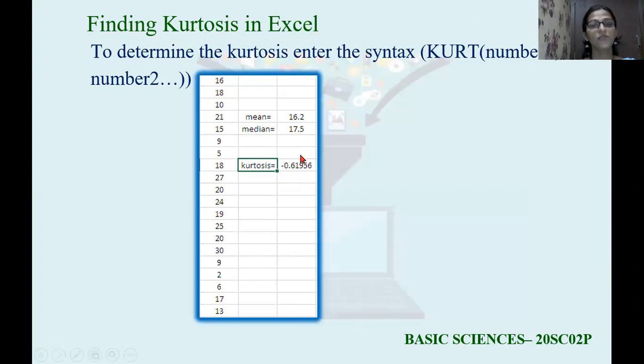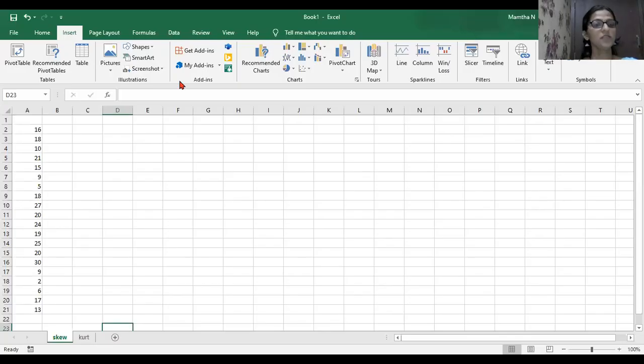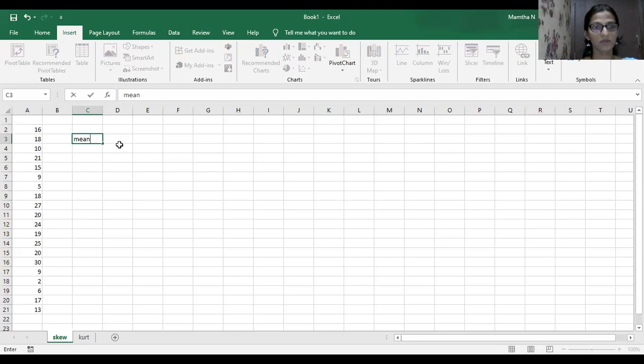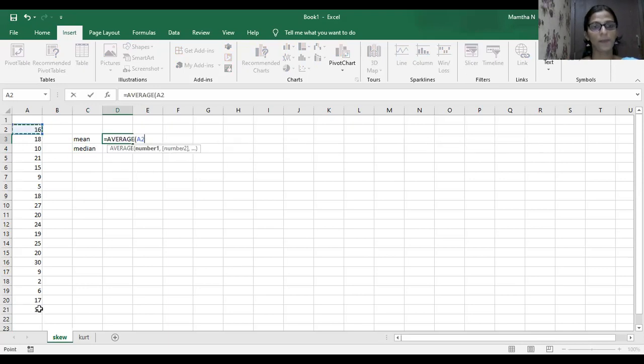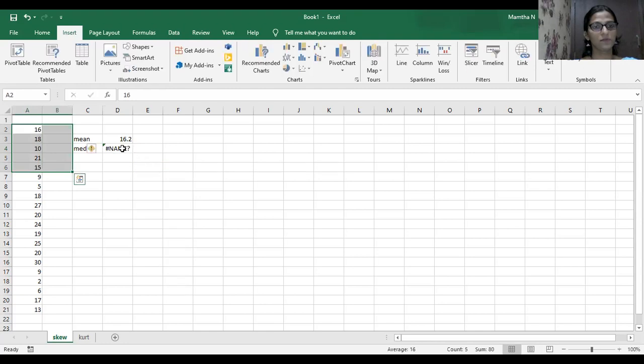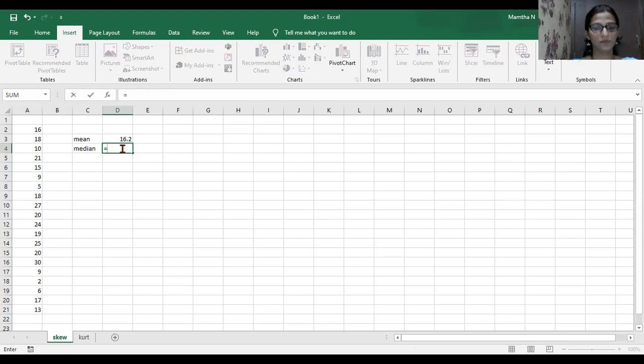Now let us quickly see how we can calculate kurtosis and skewness using Excel. So this is the data set we have considered. Now to calculate the skewness of this data set, first let us find out the mean, then let us calculate the median. How do we calculate the mean? Equal to, then average, select the formula, then select the data range, close the bracket, then press enter. This is the mean. How do you find the median? Equal to, click median, then select the range. We have got the median.